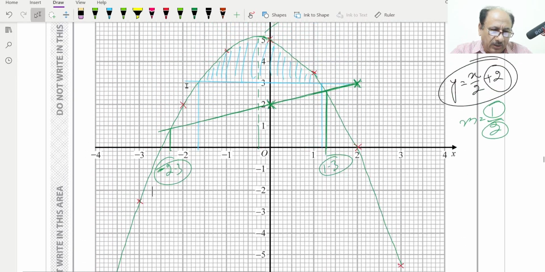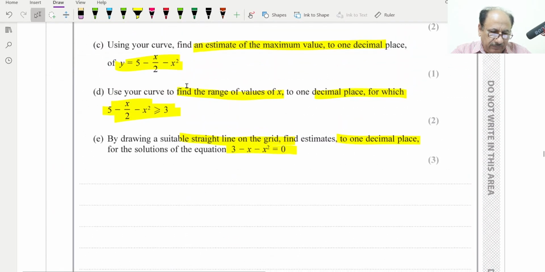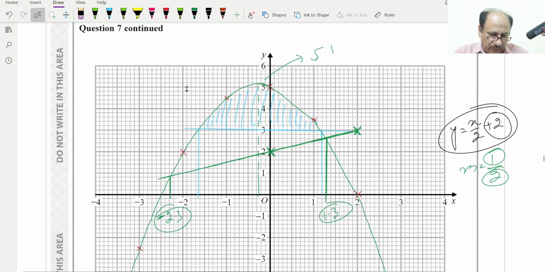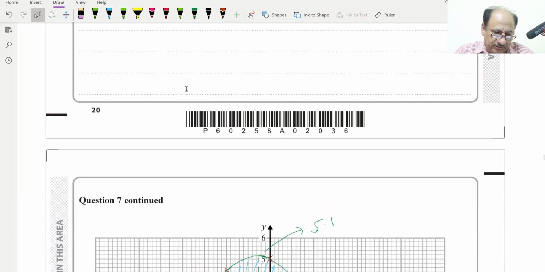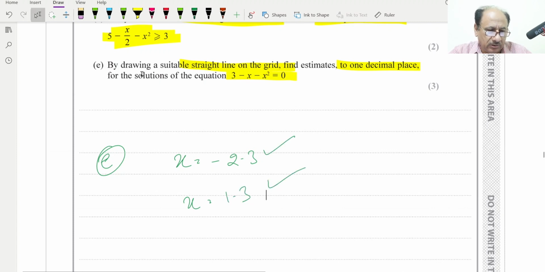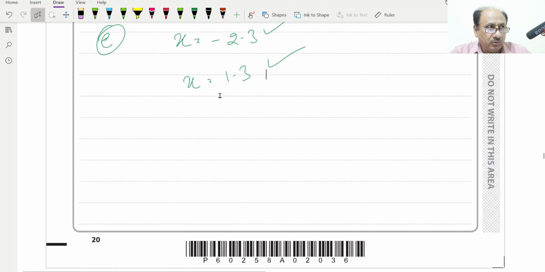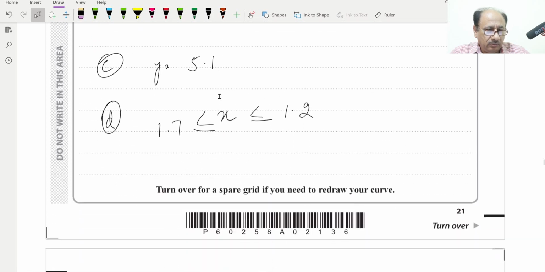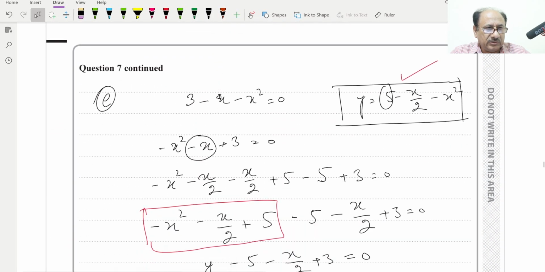So this final part, which is basically E part. So answer to E part I will copy over here, which is x is equal to minus 2.3 and 1.3. So x is equal to minus 2.3 and x is equal to 1.3. These two will be the answers for this part. Hopefully you understood this.